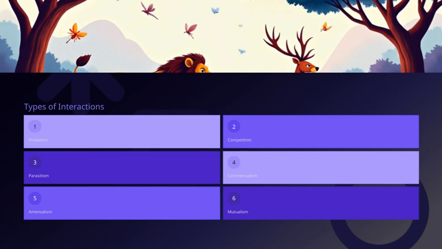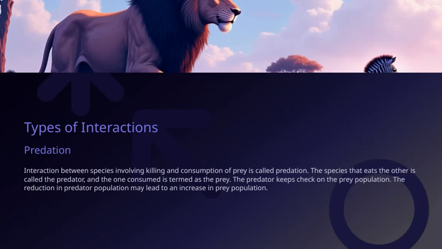Understanding these interactions helps us see the complex web of relationships that sustain ecosystems and highlight the interconnectedness of all species involved. Let's talk about predation, which is a specific type of interaction between species. Predation involves one species killing and consuming another. The species doing the eating is called the predator, while the one being eaten is called the prey. This interaction plays a really important role in maintaining the balance within ecosystems.